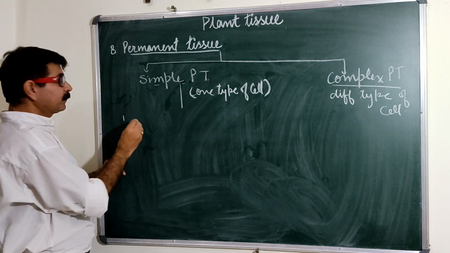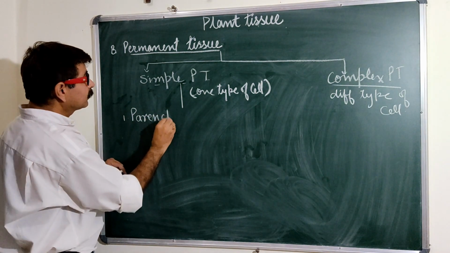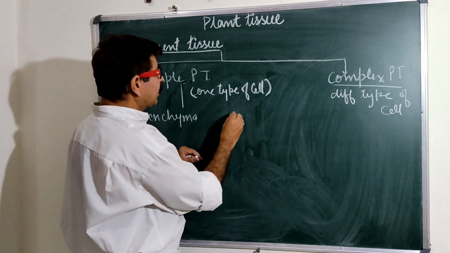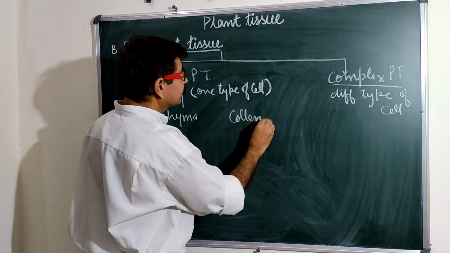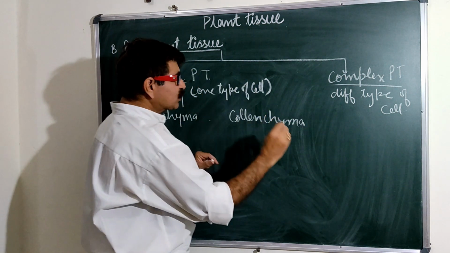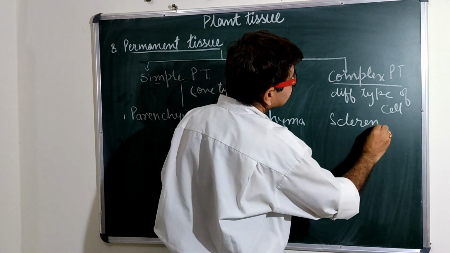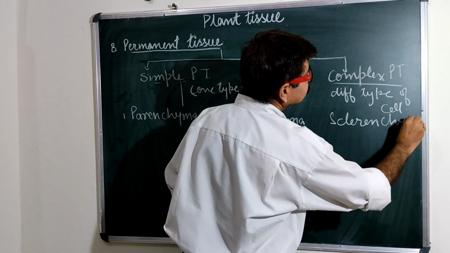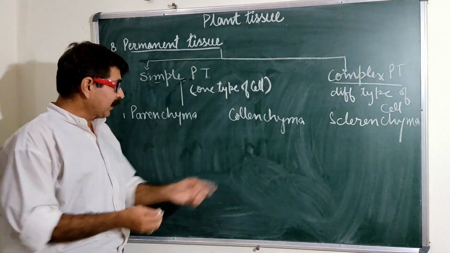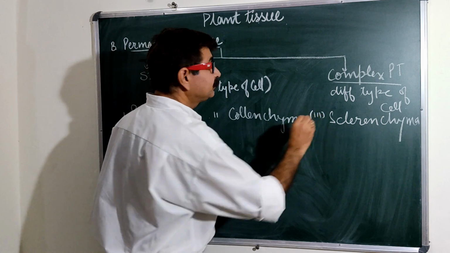One of them is parenchyma, another is collenchyma, and the next one is sclerenchyma. So what is parenchyma, collenchyma, and the third one, sclerenchyma?